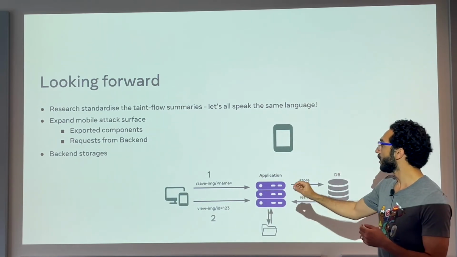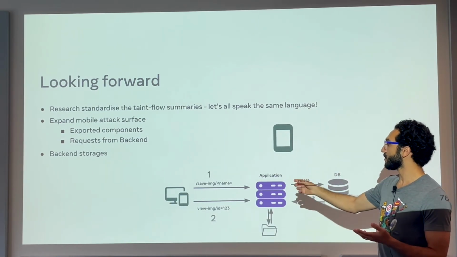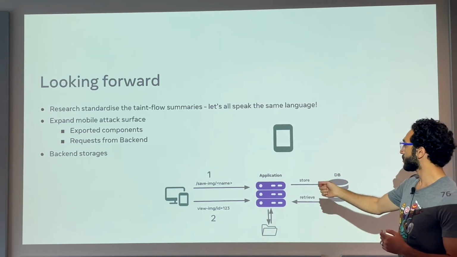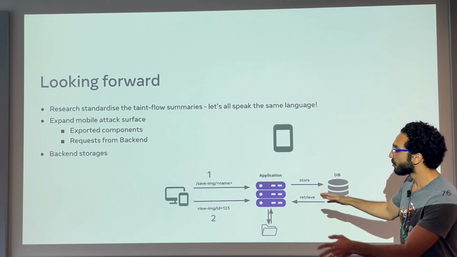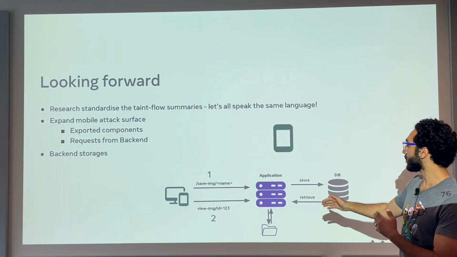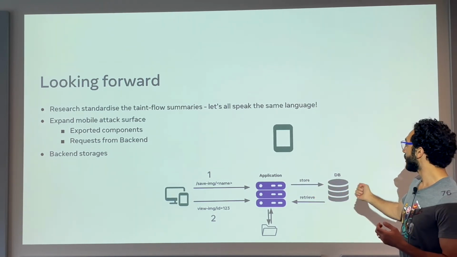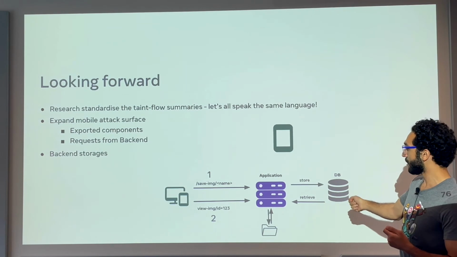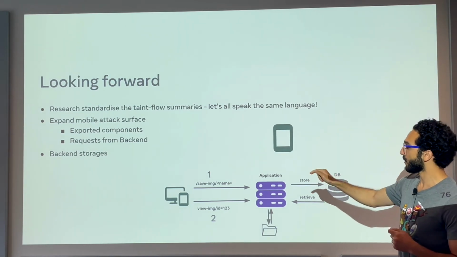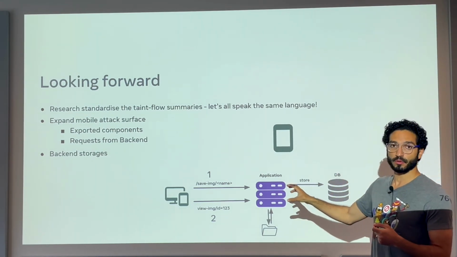This is an example here. Imagine we have a request, save image, where you store an image with some name that is stored into the database. Then somewhere else in the code, another request or another endpoint views an image with an ID, and retrieves from the database the image content and the name that you provided in the first request. There is a path traversal vulnerability here.